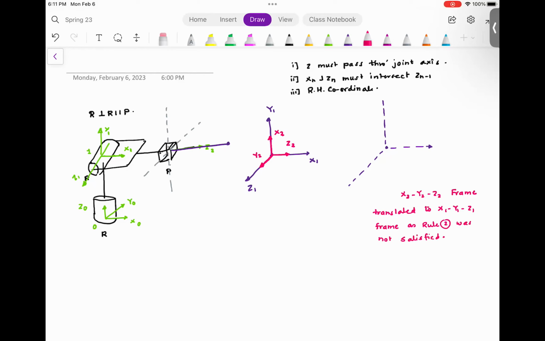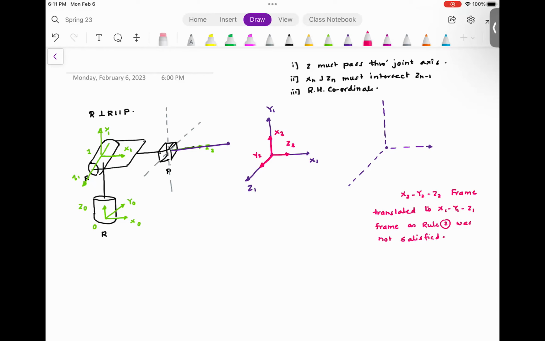Are you with me? Now, initially my frame was here, and the rule didn't satisfy, so I translated the frame over here, and this is my new picture, wherein this is the frame X1, Y1, Z1. This is the translated frame X2, Y2, Z2. And now tell me, for this new frame, are the rules satisfied?